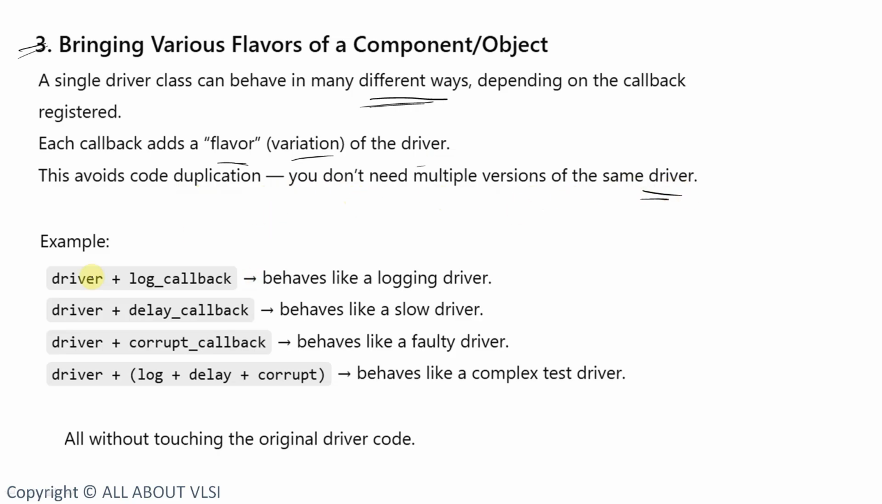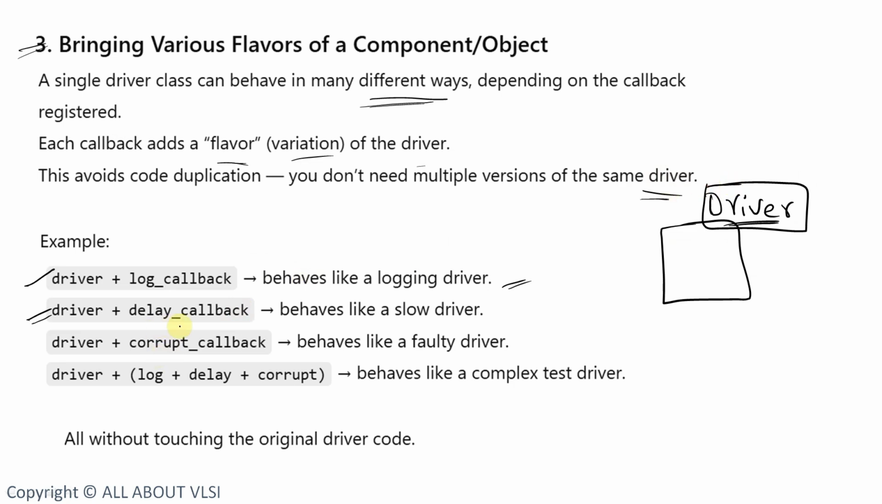For example, my driver, with a log callback, behaves as a logging driver just for logging the messages, or if my driver wants to behave as a slow driver, that is, there should be some delay. Initially there is a driver which has been written. Let's say I want to add some delay and make this driver a slow driver, or make it a faulty driver, or make it log as well as display the messages, or be a delay driver, or I want to keep it as a correct driver as it is.